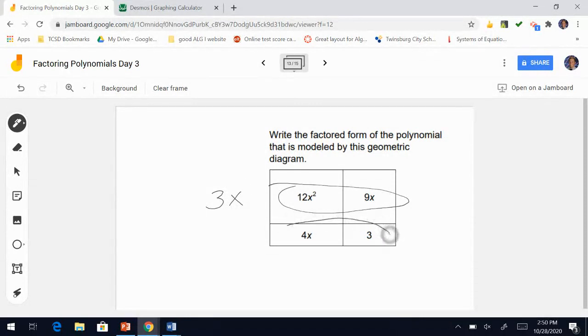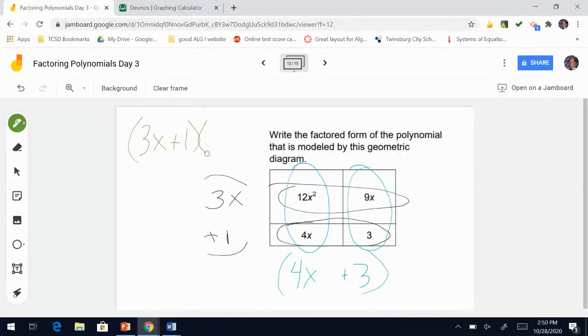How about this way? Do 4x and 3 have anything in common? Doesn't look like it, but guess what? They do. They have a positive 1 in common because everything has a 1 in common. So now let's go here. What do 12x squared and 4x have in common? A factor of 4x. What do 9x and 3 have in common? A positive 3. Guess what we just did? Binomial 1. Binomial 2 is vertical. If you want to rewrite it so it looks nice and pretty, we get 3x plus 1 times 4x plus 3.